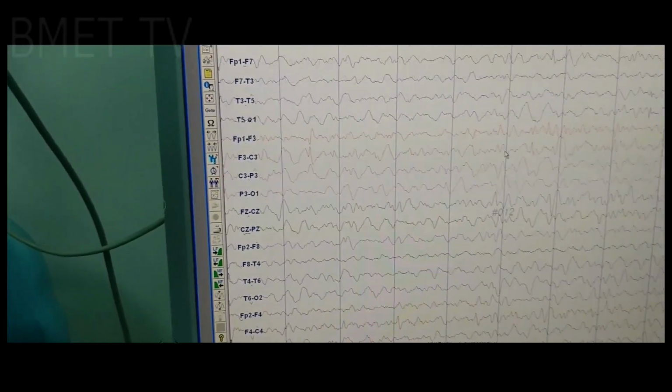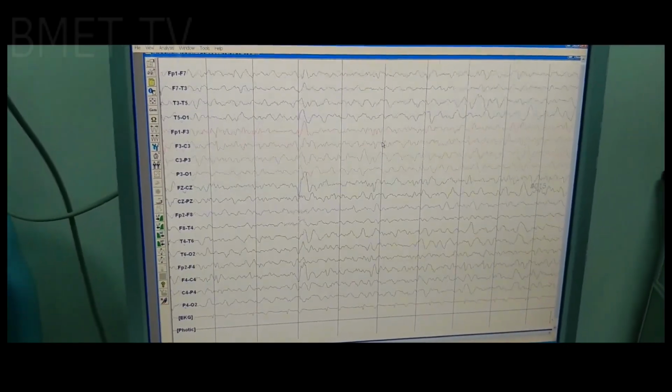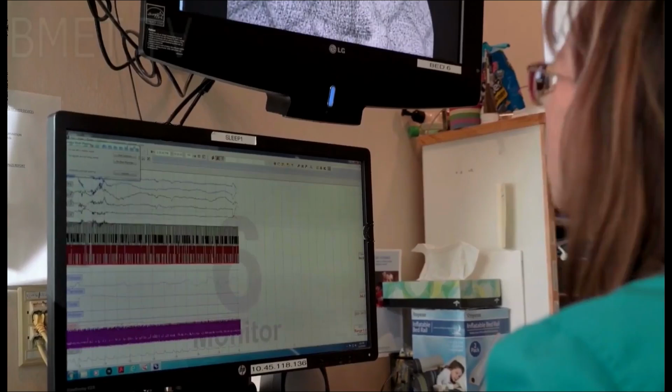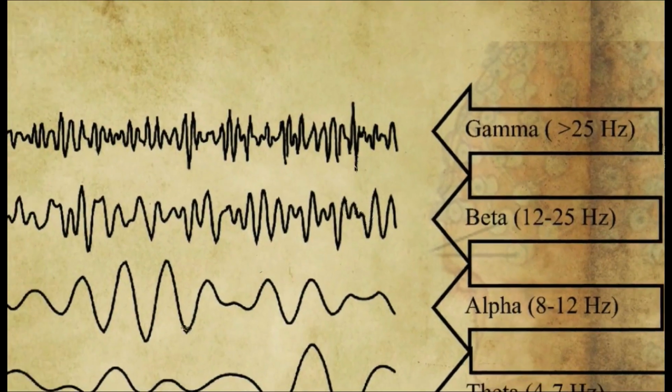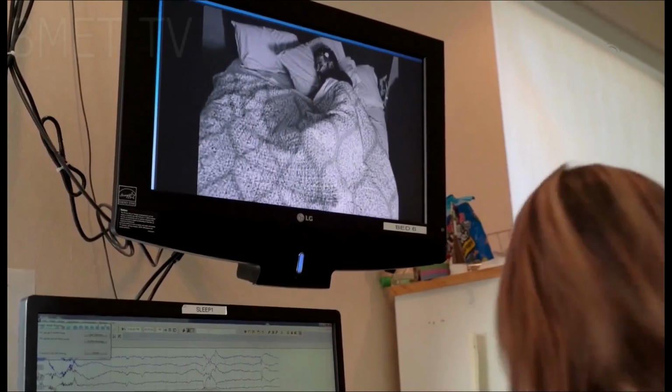EEG waveforms are generally classified according to their frequency, amplitude, and shape, as well as the sites on the scalp at which they are recorded. The most familiar classification uses EEG waveform frequency, for example, alpha, beta, theta, and delta. Let's look into these waveforms one by one.